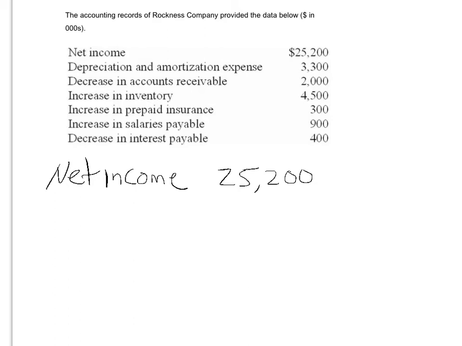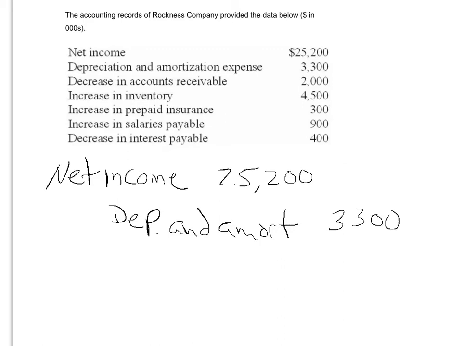The first thing you should always do is look for depreciation or amortization because that's a non-cash expense. It decreases your net income, so you have to add that back, and you always add it back. And so in this case, depreciation and amortization expense is $3,300. So we're going to add back $3,300, okay?